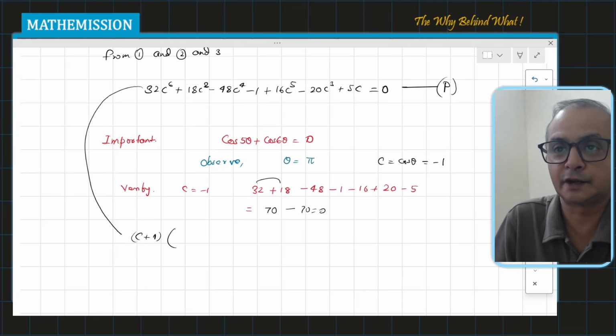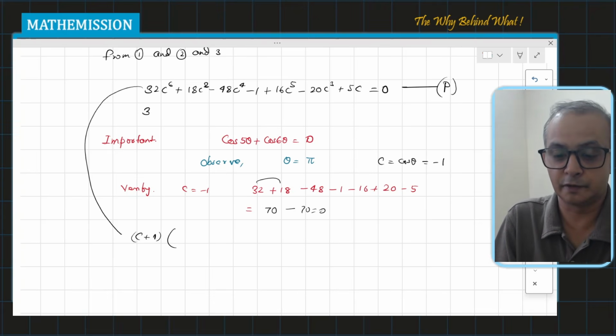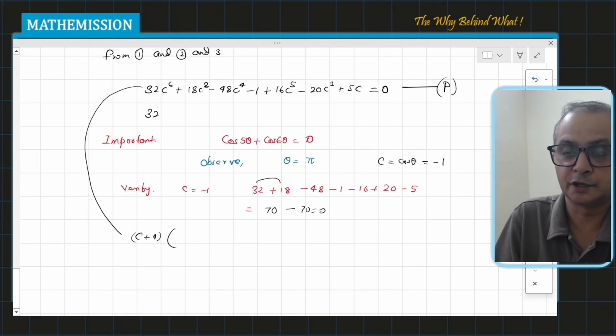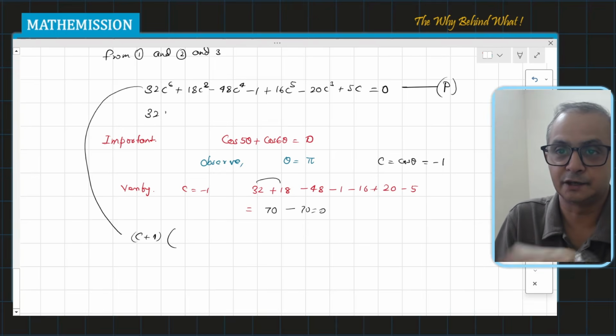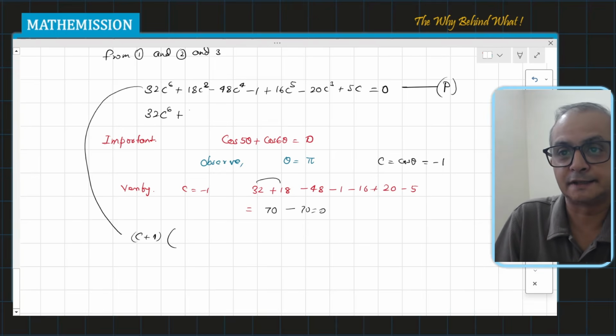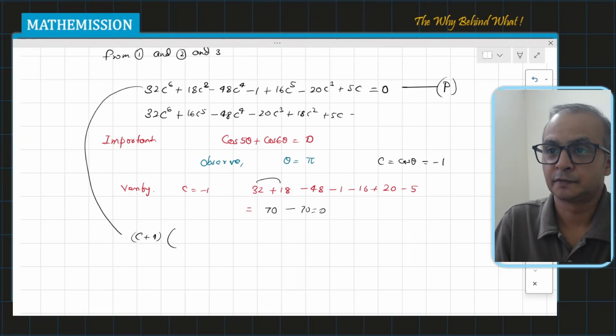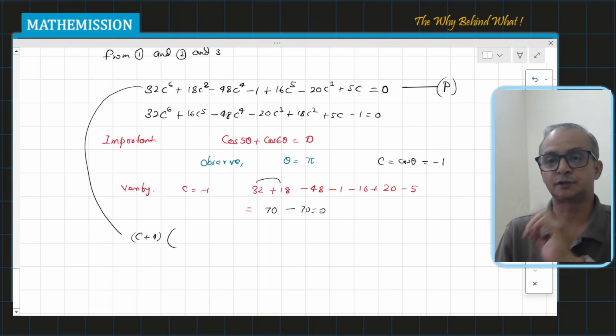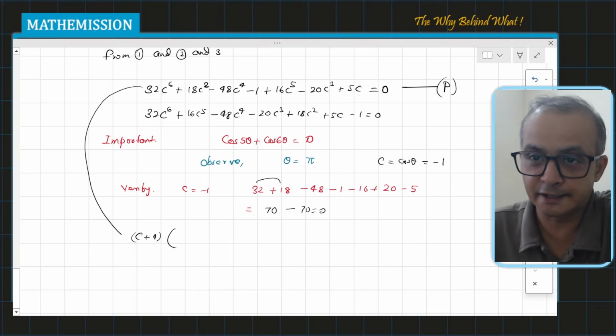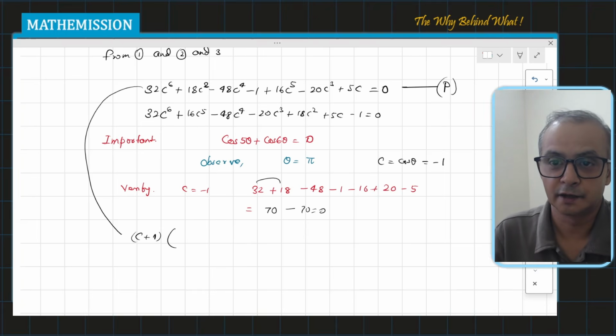So c plus 1 is a factor. If I write the polynomial in the correct order, meaning decreasing order of the powers, that will be convenient. So 32 c to the power 6, then plus 16 c to the power 5, then minus 48 c to the power 4, minus 20 c cube, plus 18 c square, then plus 5c, and then minus 1 is equal to 0. So c plus 1 is a factor, and I have to construct this by taking the other factors.